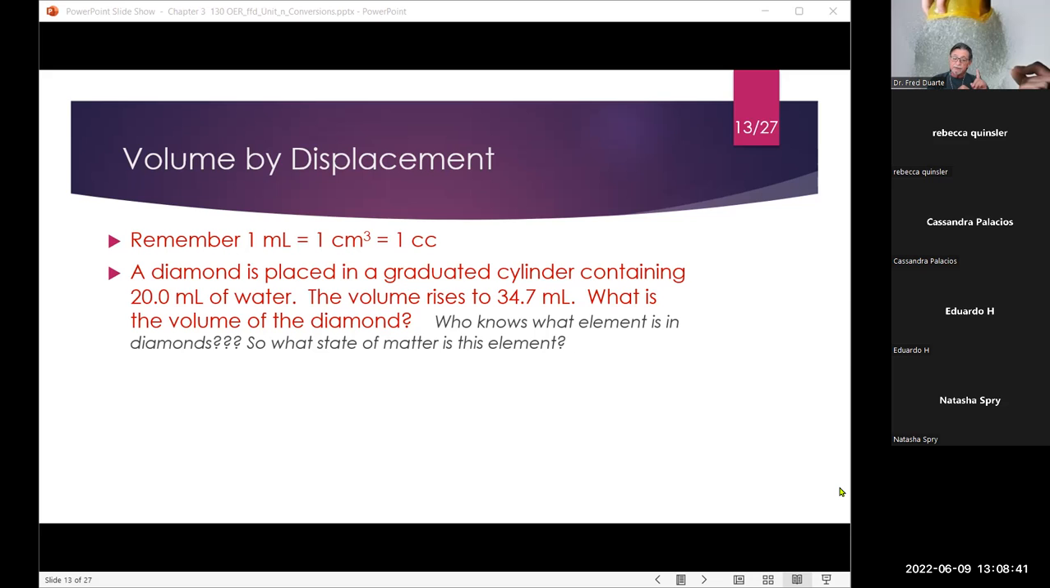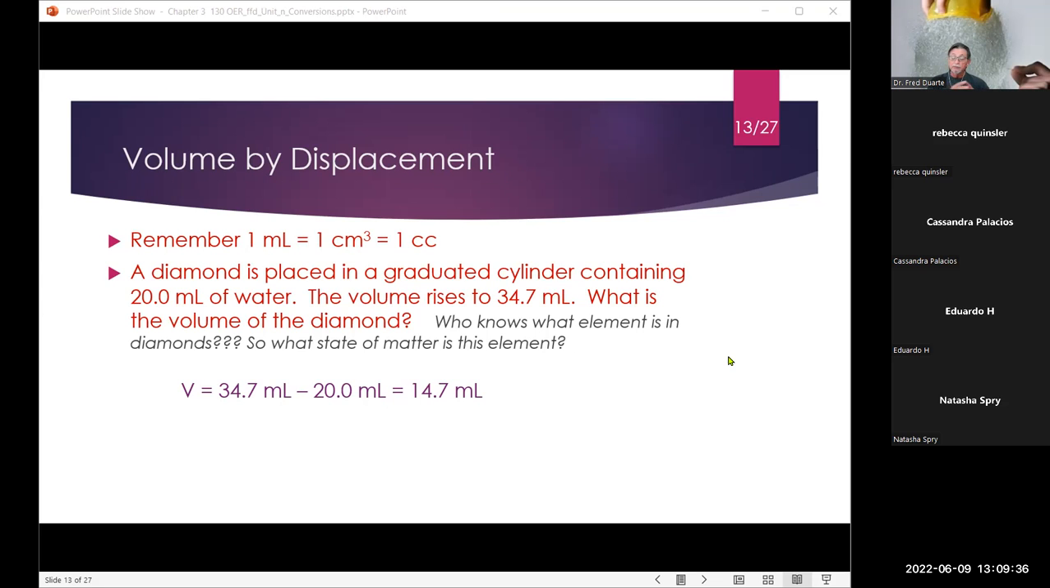Now, the important aspect about this volume by displacement: the volume of this object, which is the diamond, is not 34.7 milliliters. That diamond is not that big, okay? So the displaced volume is the difference of the water that was displaced. So it starts off at 20 milliliters, it goes up to 34.7. The difference, 34.7 minus 20, is the actual volume of the diamond, okay? So in this case, excuse me, that volume displaces 14.7 milliliters, and that is the volume of the diamond. 34.7 is not the volume of that diamond, okay?